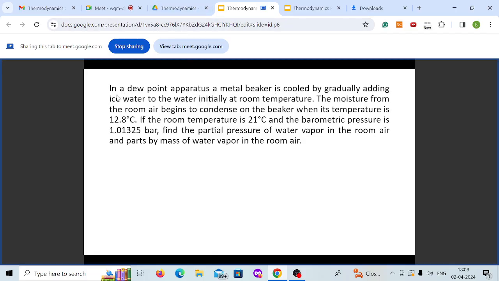So next question is, in a dew point apparatus, a metal beaker is cooled by gradually adding ice water to the water initially at room temperature. So the moisture from the room air begins to condense on the beaker when its temperature is 12.8 degrees Celsius. If the room temperature is 21 degrees Celsius and the barometric pressure is 1.01325 bar, find the partial pressure of water vapor in the room air and parts by mass of water vapor in the room air.